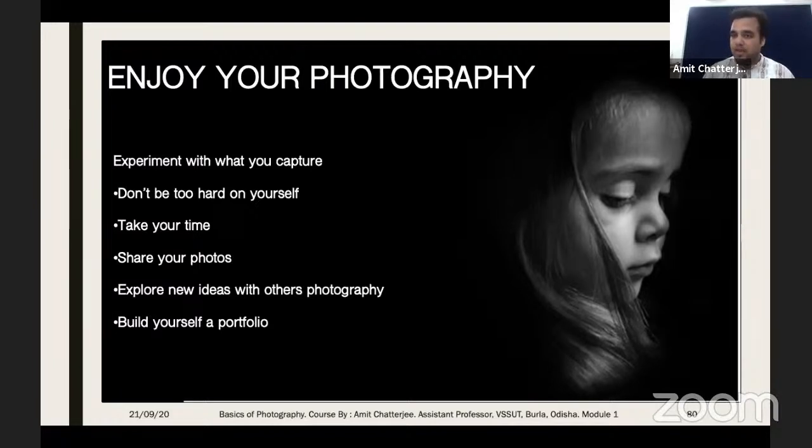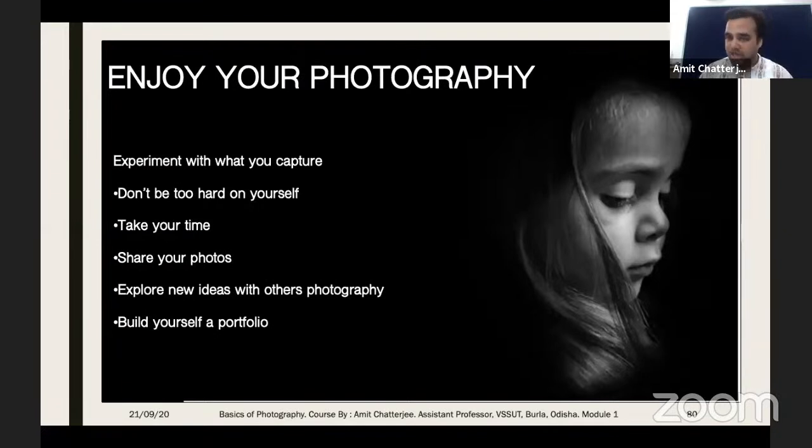At the same time, don't be too hard on yourself. If your photographs are not coming out really nice, it doesn't matter. It will take time for you to grow that eye, and it will be fine with time. This is an art form, so you obviously need time to master it.